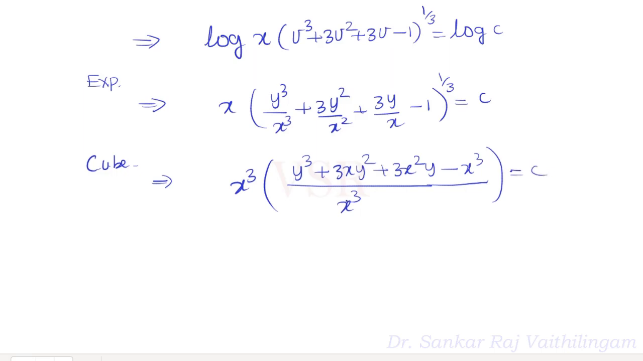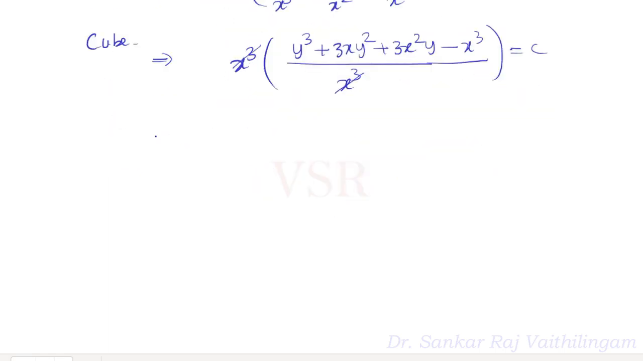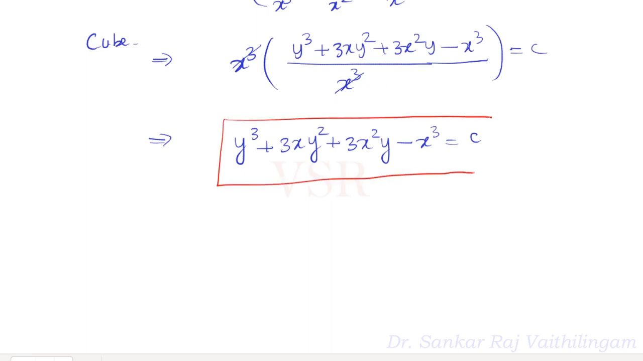Okay, since we took the cube of the x, the power becomes 1 here. So this x cube and this x cube get cancelled. So what is the solution? Hence this implies that y cube plus 3xy square plus 3x square y minus x cube is equal to constant. So this is the solution for the 10th problem.